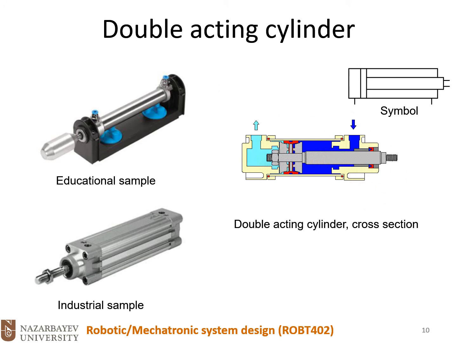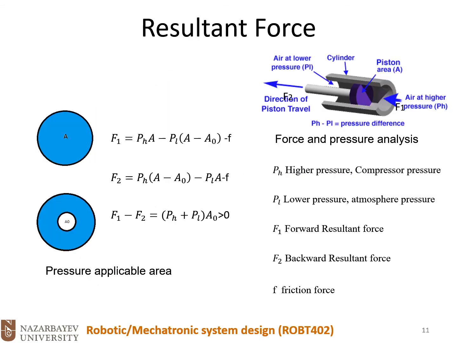So the mechanism itself is simpler because we don't have that spring. Okay, so what is the resultant force on these types of cylinders? Here we have a cross section. You see the right chamber and the left chamber, and the rod is attached to one side of the piston. Let's pressurize this chamber and depressurize the other one and see what will happen.